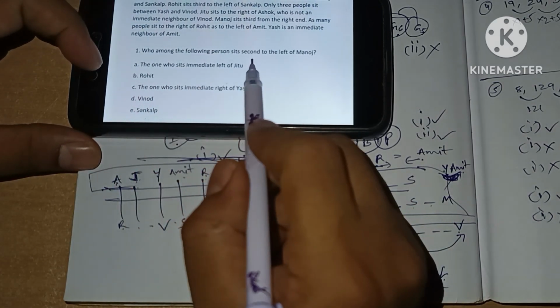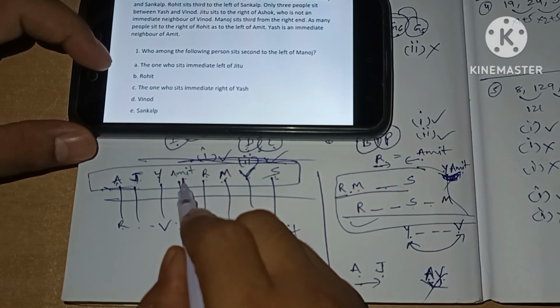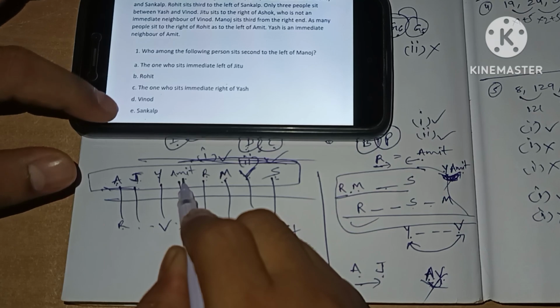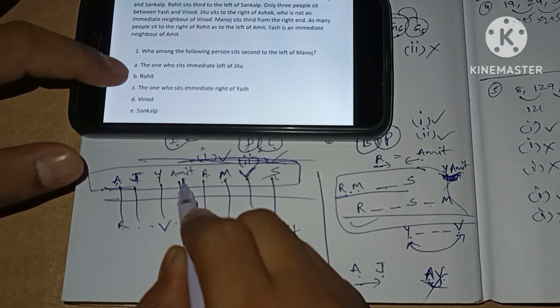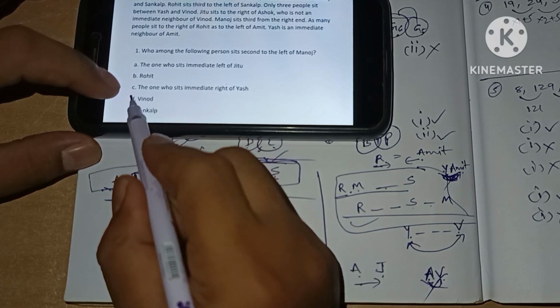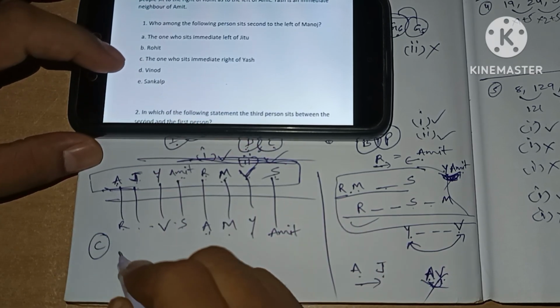Who among the following persons sits second to the left of Manoj? Second to the left of Manoj is Amit. But the options B, D, E are not Amit. So we check A and C. The one who sits immediate left of Jitu, no. So our answer will be option C. First answer is option C.